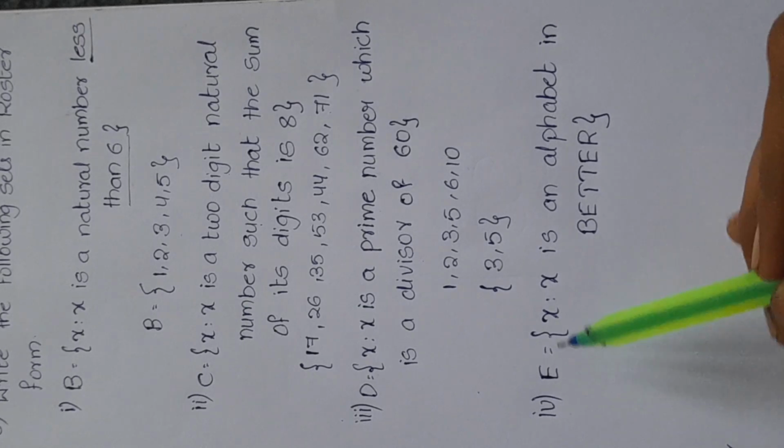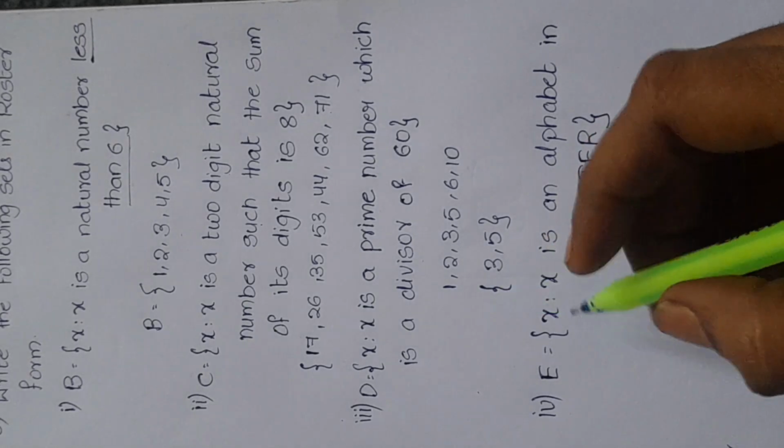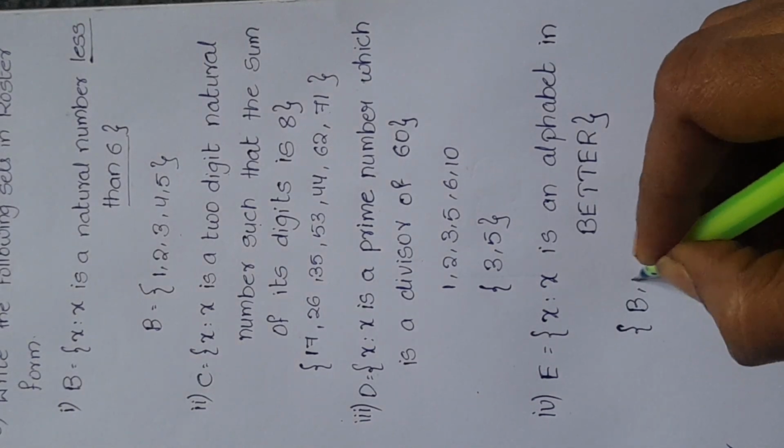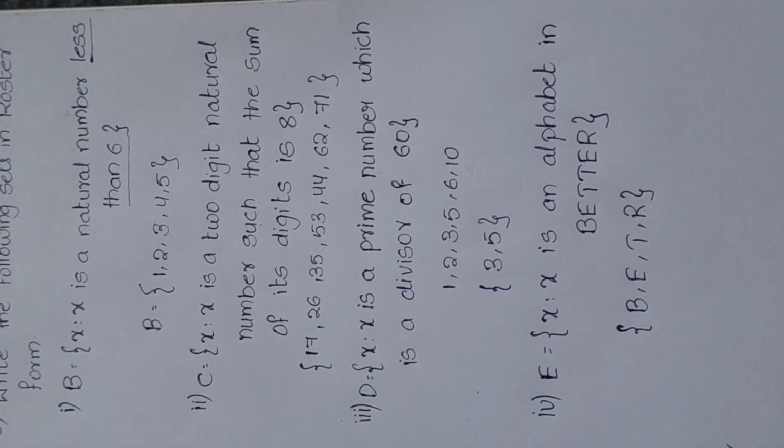The fourth one is set A equals x, x is an alphabet in the word "better". So, we should take the set as B, E, T and R. The repeated letters we should take only once.